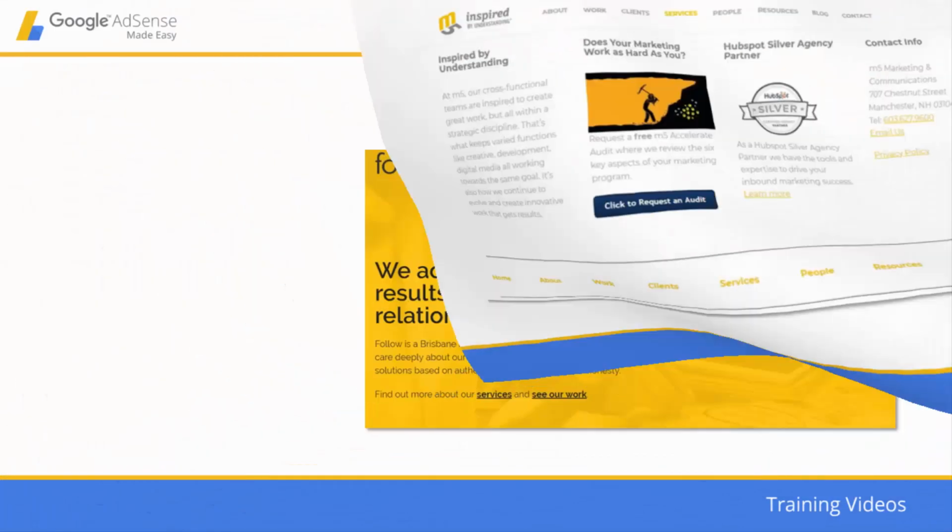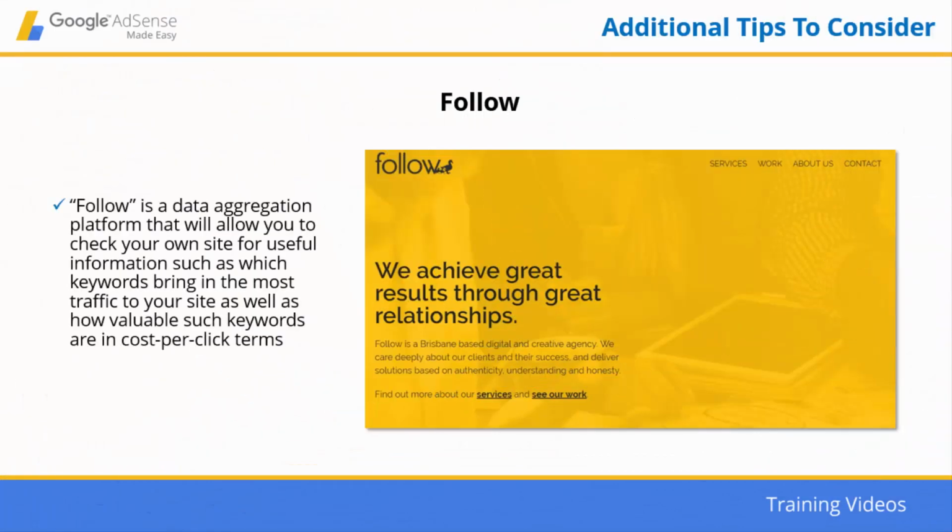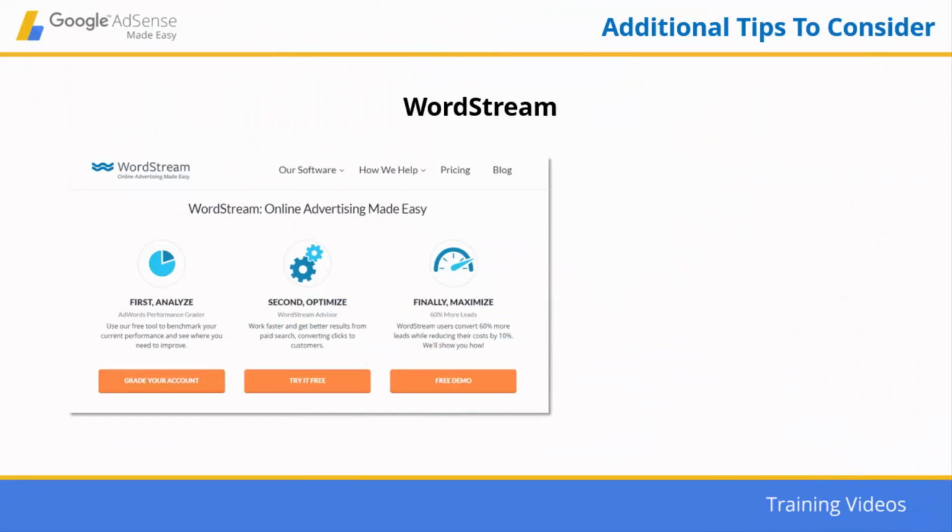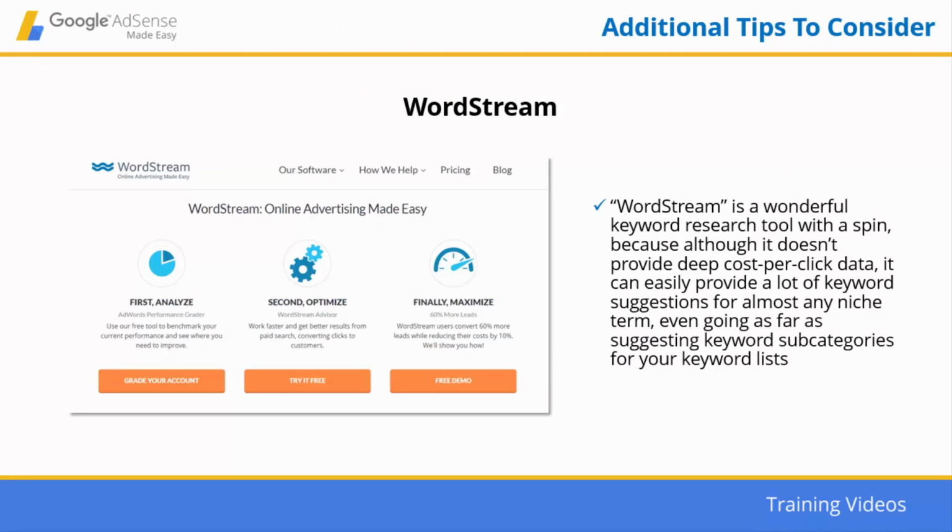Follow. Follow is a data aggregation platform that will allow you to check your own site for useful information such as which keywords bring in the most traffic to your site, as well as how valuable such keywords are in cost per click terms. WordStream. WordStream is a wonderful keyword research tool with a spin, because although it doesn't provide deep cost per click data, it can easily provide a lot of keyword suggestions for almost any niche term, even going as far as suggesting keyword subcategories for your keyword lists.